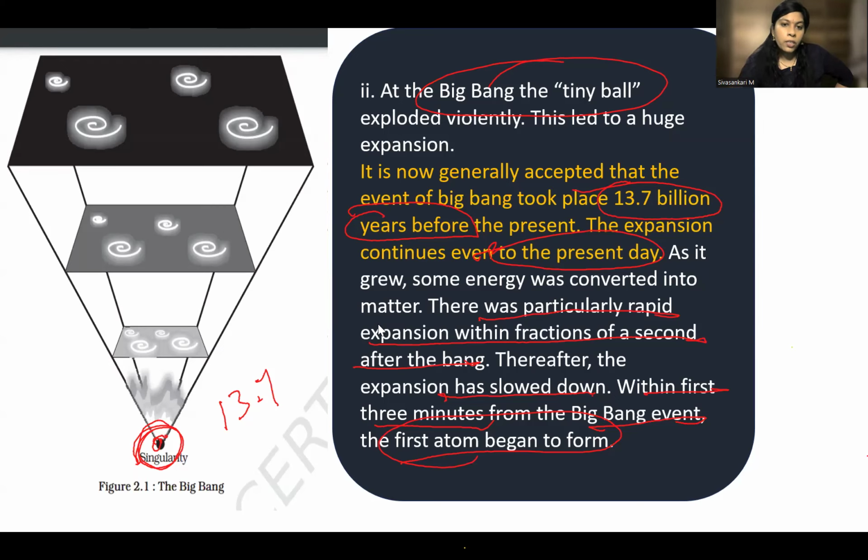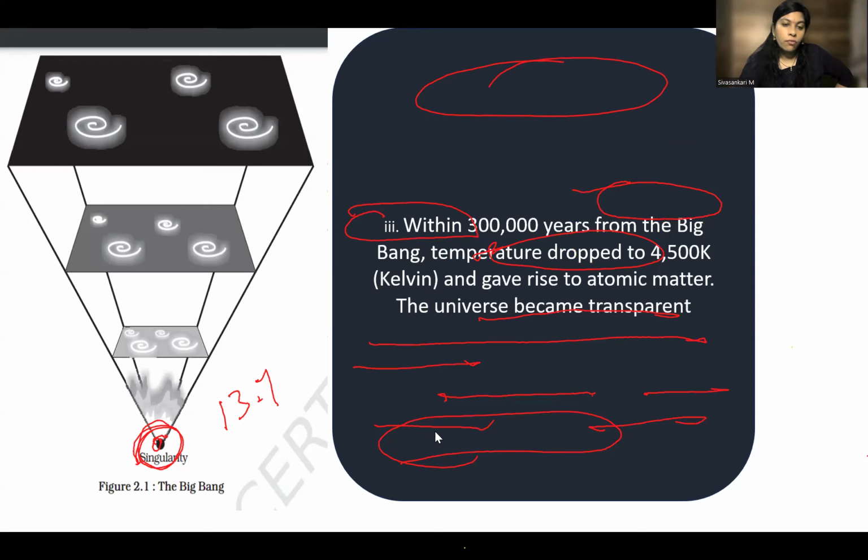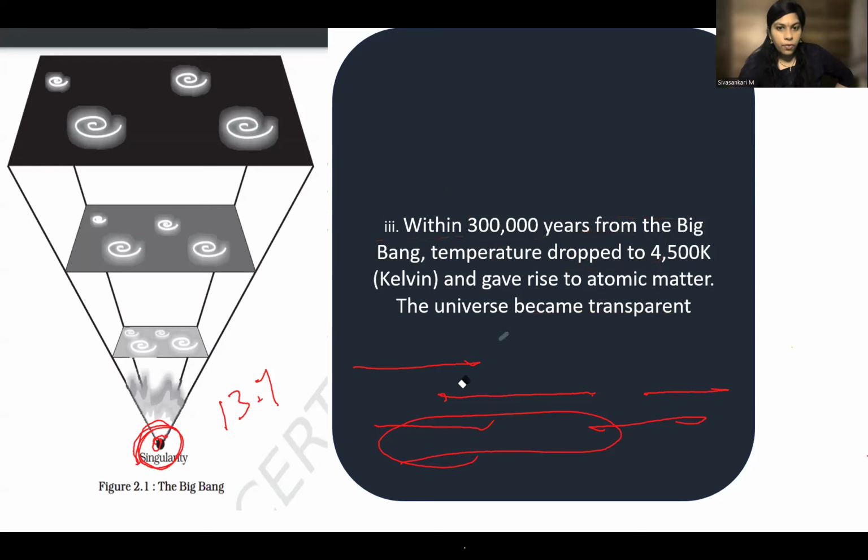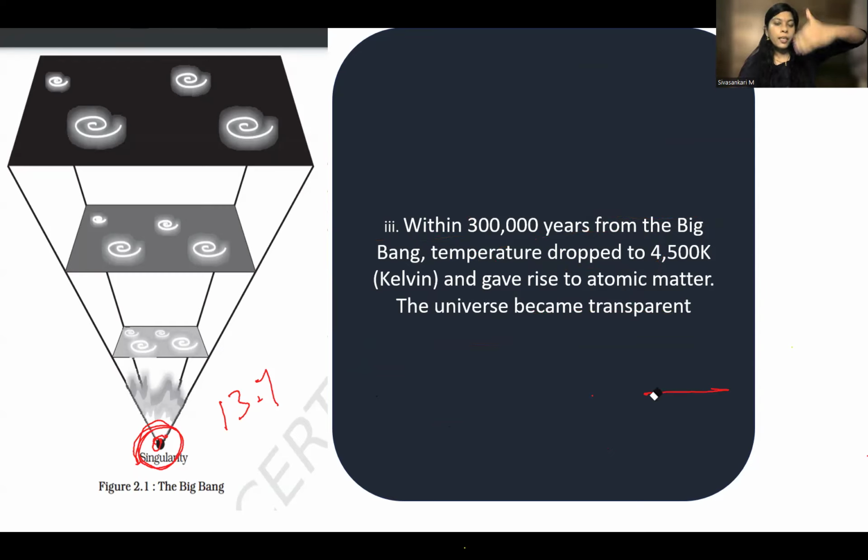Then come to the next point of the Big Bang theory. Within 3 lakh years from the Big Bang, 13.7 billion years ago, the temperature also started to drop. Previously it was immense, very high temperature. Now the temperature dropped to 4,500 Kelvin, they say, and then atoms arise. Atomic matter has to survive. If the temperature is huge, how will life get formed? So the temperature starts to drop, and thus the universe got formed. This is what the Big Bang theory is saying.